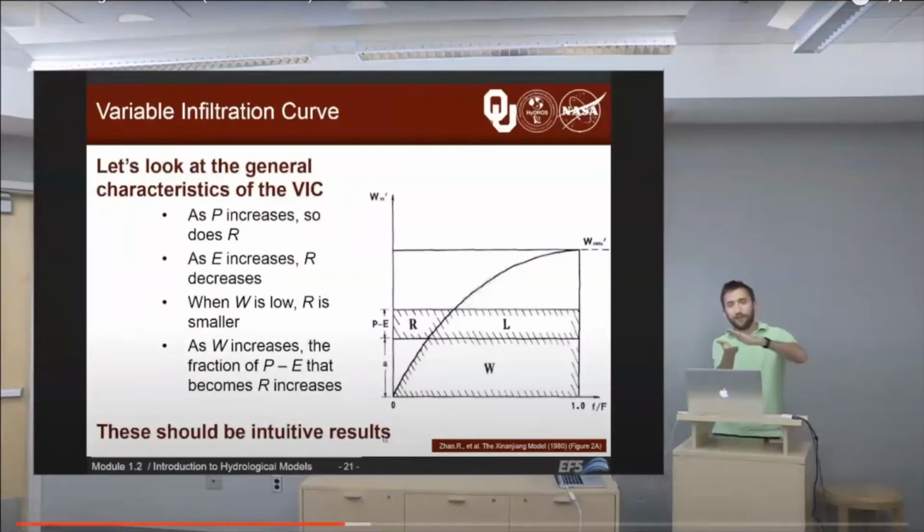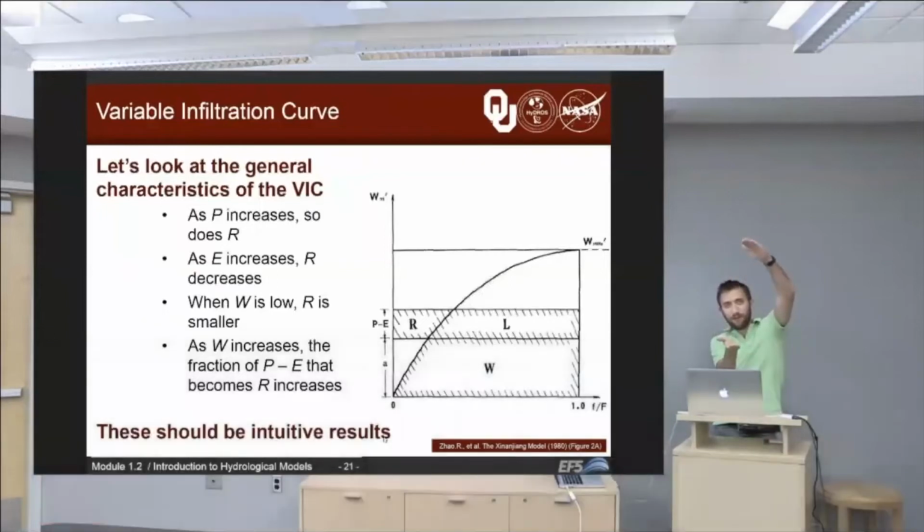As P increases, that R minus L layer grows bigger, which means that R grows bigger. So the more precipitation, the more runoff you have.